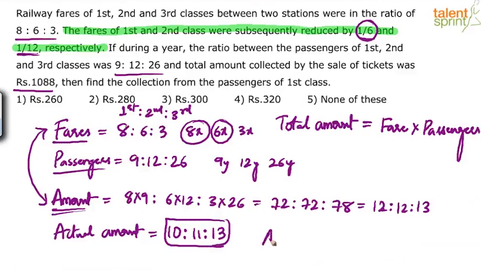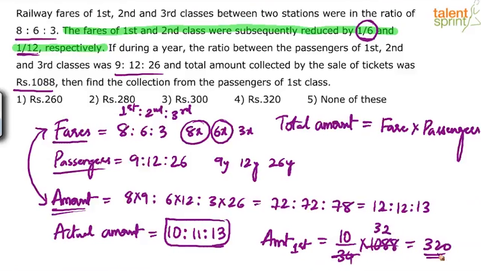So how much is the amount collected from first class? Amount collected from first class will be equal to 10 parts out of 10 plus 11, 21 and 13, 34. 10 out of 34 into 1088. So I think this would go 34 into 30 is 1020 and 68, right? So 32 times that. 32 into 10, 320 would be the final answer. Option 4, 320 will be the final answer.